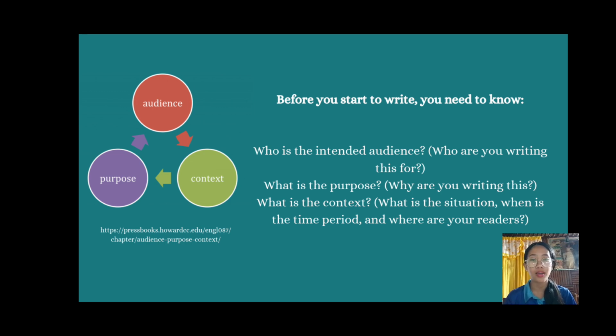Then, the context, no? This means the situation of your writing. This includes where and when the writing will be read and what is happening around the readers.